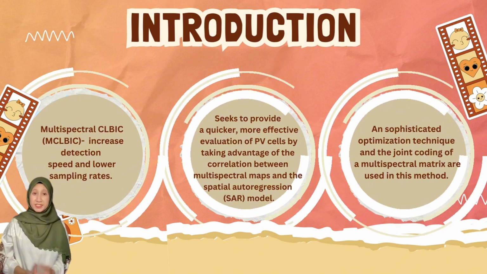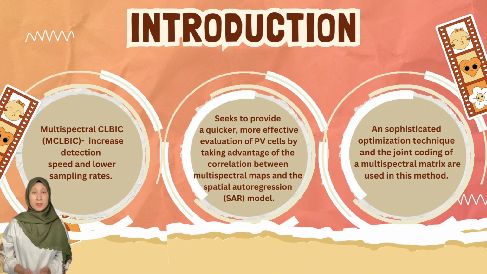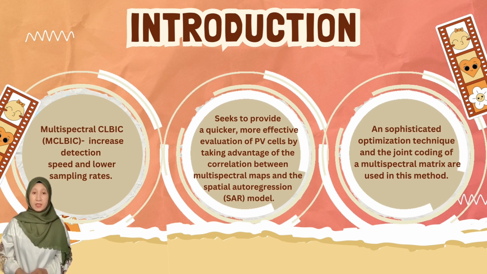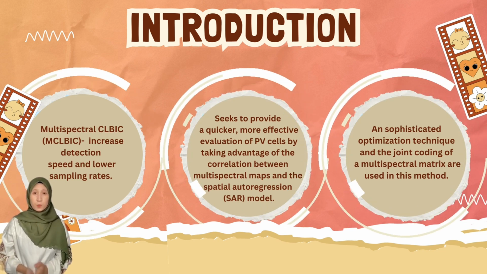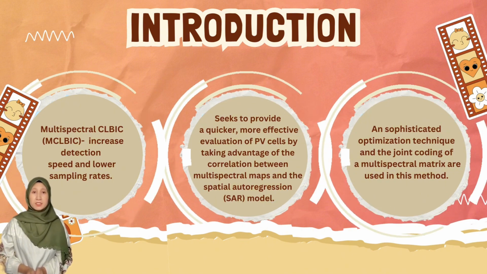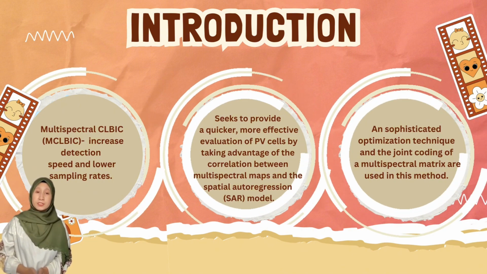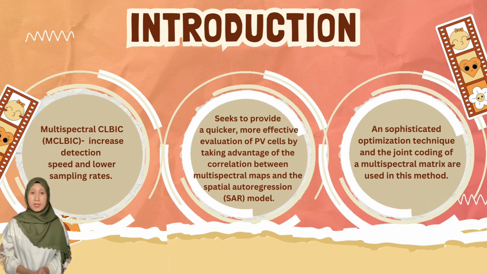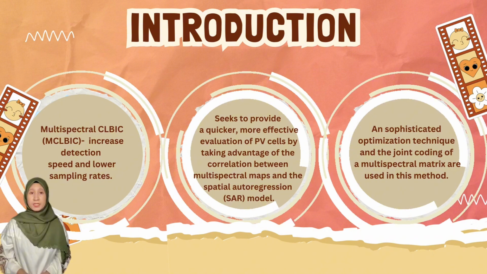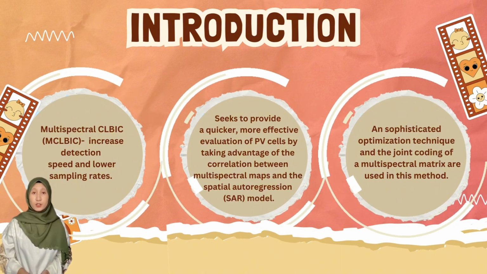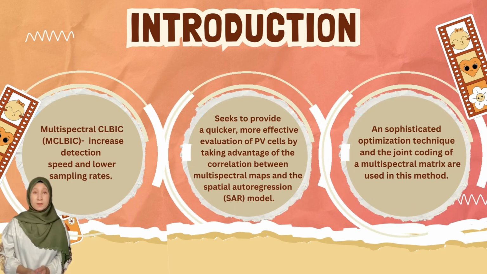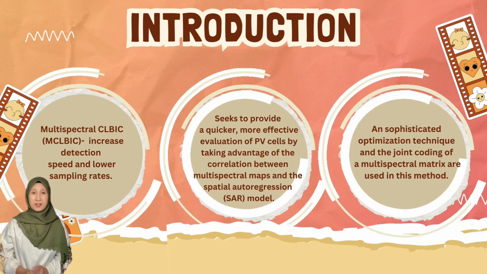An approach to further increase detection speed and lower sampling rates is multispectral CLBIC, MCLBIC. MCLBIC seeks to provide a quicker, more effective evaluation of photovoltaic cells by taking advantage of the correlation between multispectral maps and the spatial autoregression (SAR) model. A sophisticated optimization technique and the joint coding of a multispectral matrix are used in this method to quickly recover energy maps without additional hardware.